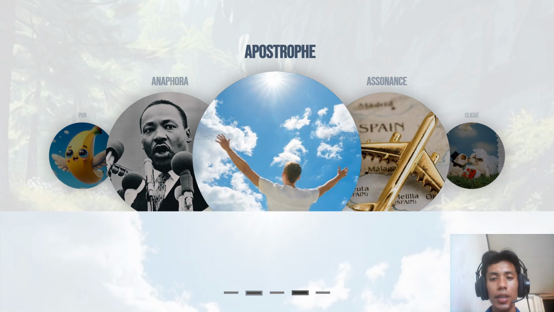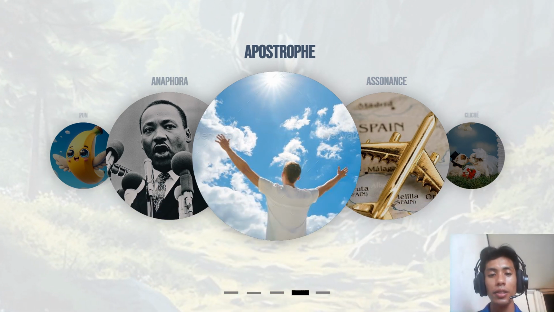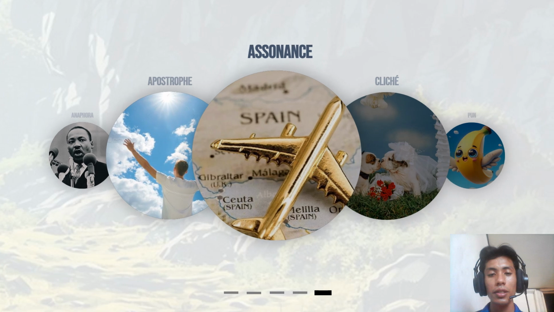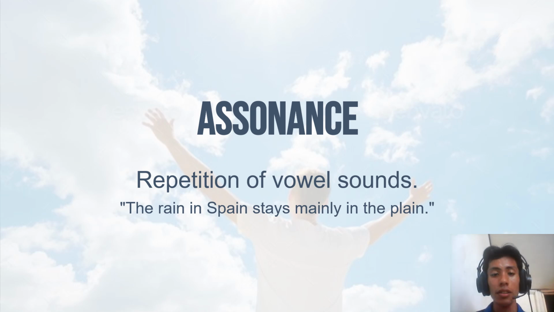And the next one is what we call assonance. So what is assonance? Assonance is a repetition of vowel sounds. Example: the rain in Spain stays mainly in the plain. As you can observe, Spain and plain, there is a repetition of vowel sounds.